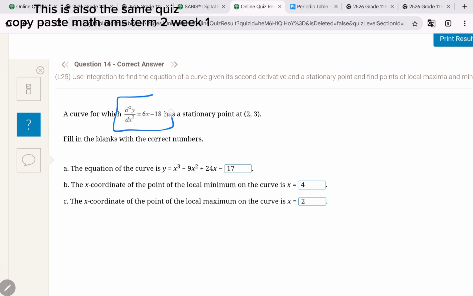First of all, I take my first integration. I integrate 6x minus 18 for the first time. I would get 3x squared minus 18x plus c.